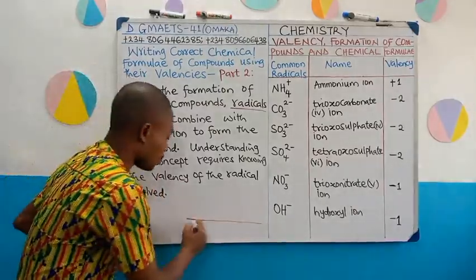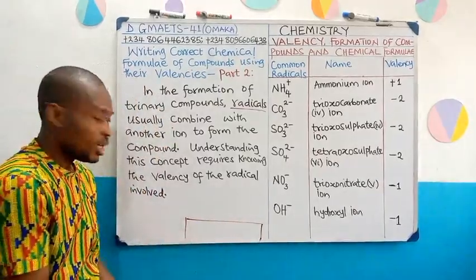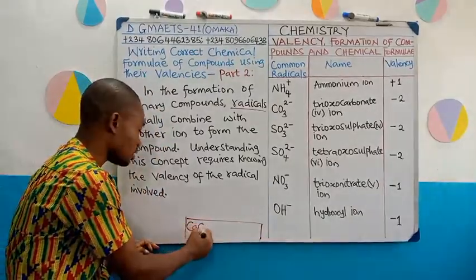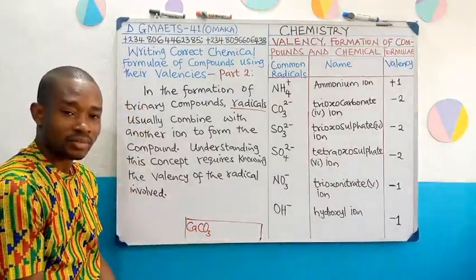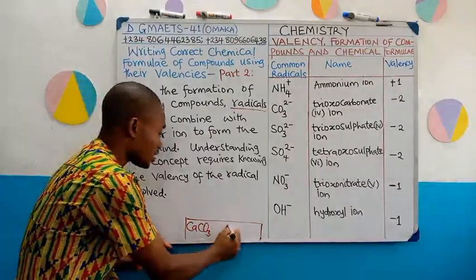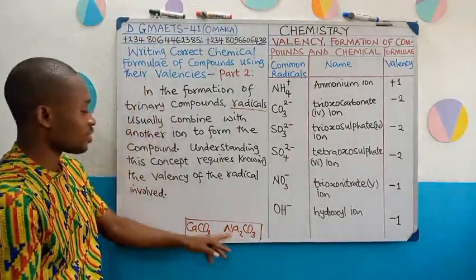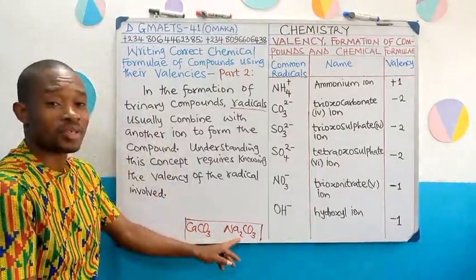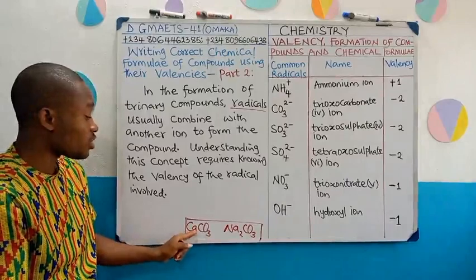Let me put something downward here. Just imagine if you hear calcium trioxocarbonate 4, it's written as CaCO3. Why is that compound written like this? But if you hear sodium trioxocarbonate 4, it's written as Na2CO3. So why is it that in the case of sodium we have an atomicity of 2 here, but in the case of calcium we don't have that atomicity of 2?